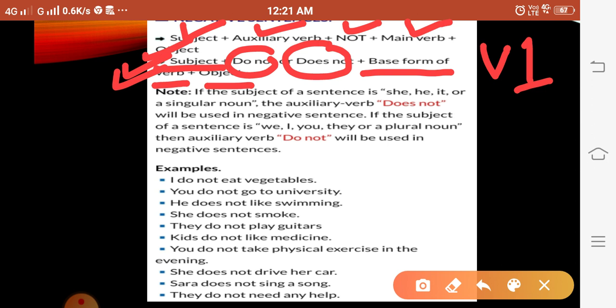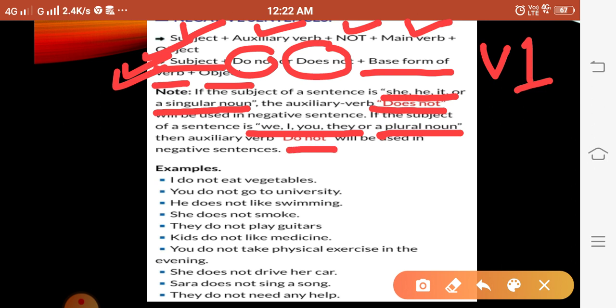Now again, you have to keep certain things in your head all the time while forming negative sentences in simple present tense: if you are using she, he, it or any singular noun as your subject, then the auxiliary verb used will be does not. Or if you are using we, I, you, they or any other plural noun as your subject, then the auxiliary verb used in negative sentences will be do not.